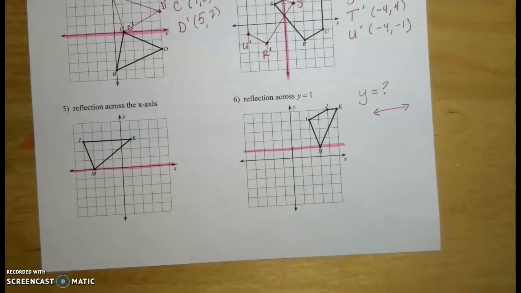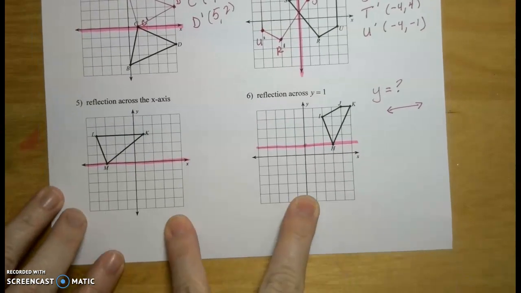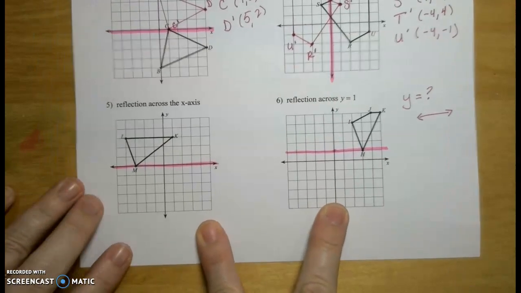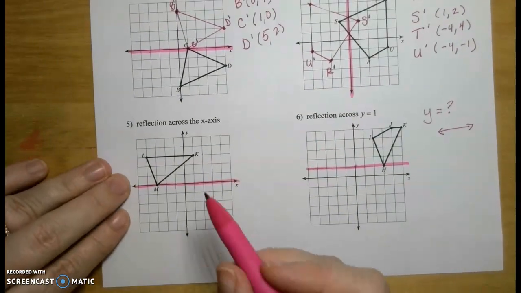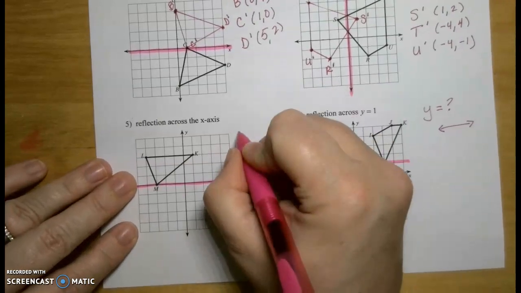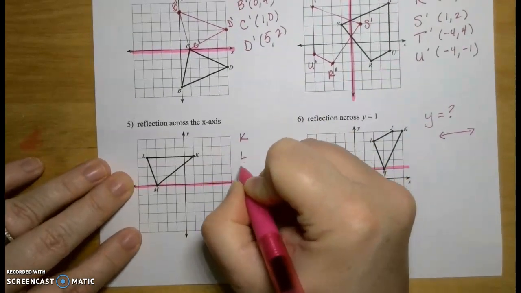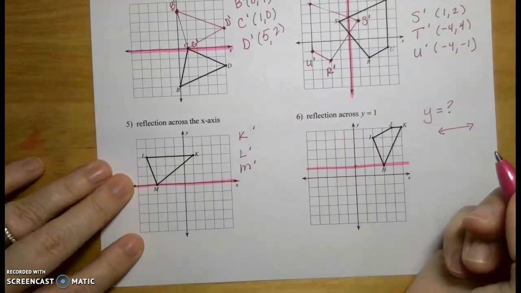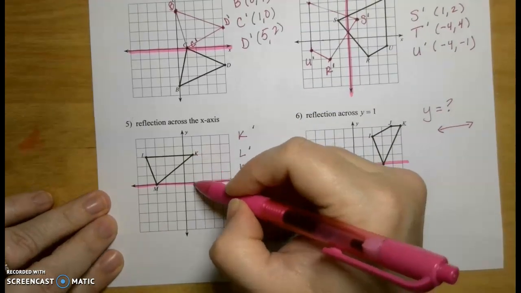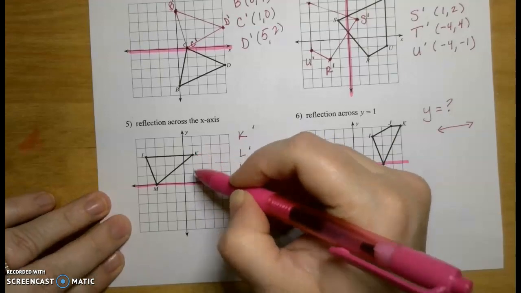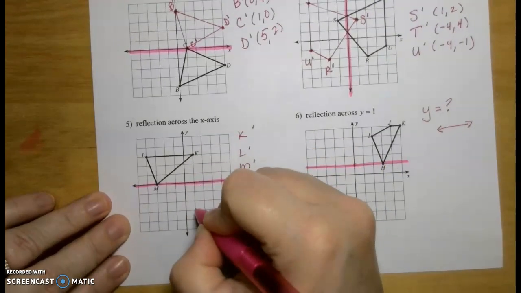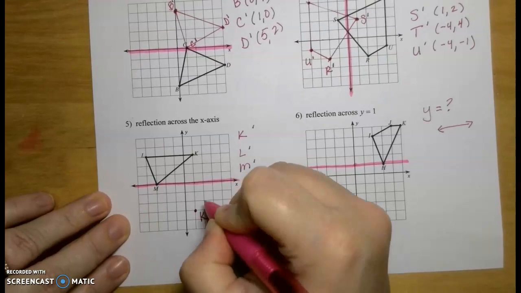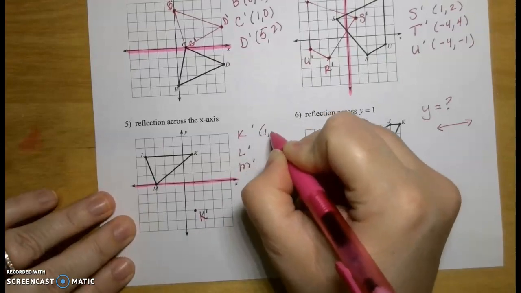So if you think you know what you're doing, I recommend that you pause the video, do these two, and then jump back in at the end to see if you got them right. Okay? All right, so I have K, L, and M here. I'm going to find K prime, L prime, and M prime. So starting with K, coming down to the line, it is 3 units above, so K prime will be 3 units below, which is the point (1, -3).